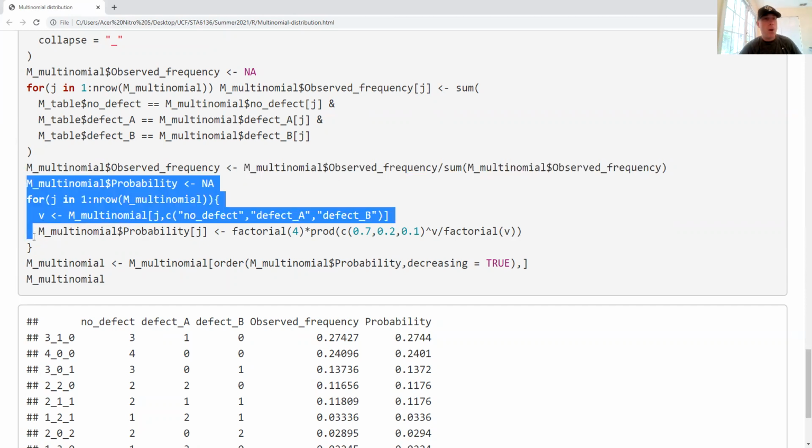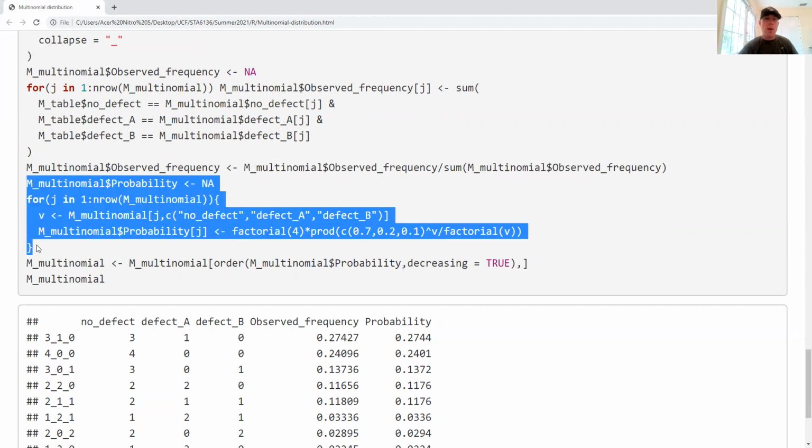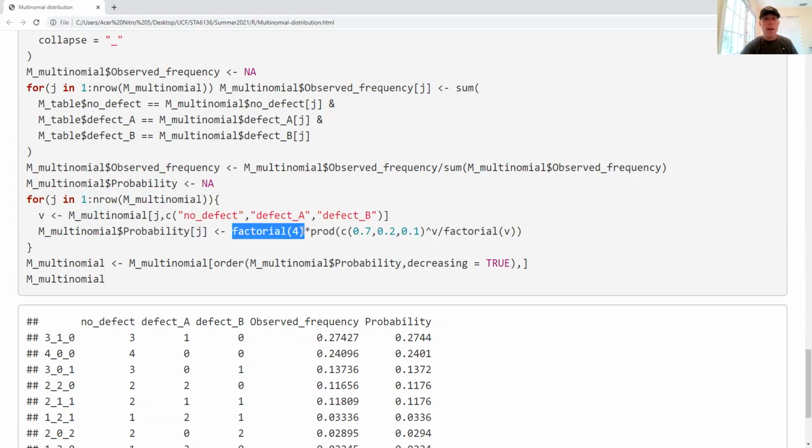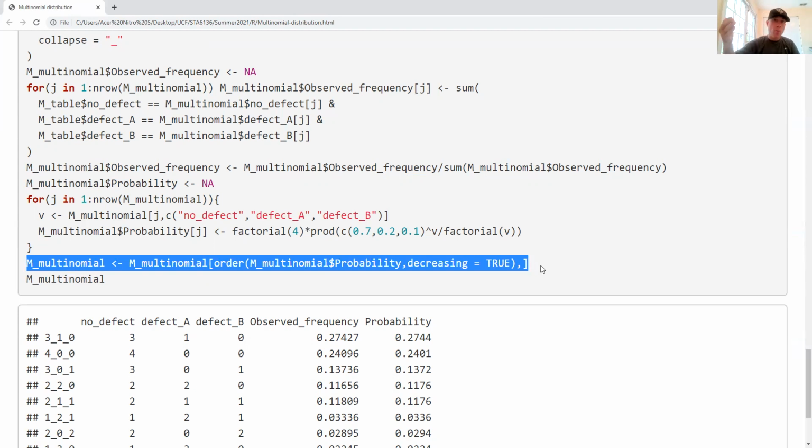Now here, on this part, I'm doing the computations of the theoretical probabilities. So here I've got the factorial of n. Here I've got each probability to the power of its count, and I'm dividing by the factorial of the counts. And then I'm doing multiplication. Okay. And now on this step, I sort the values, highest probability to lowest probability, just so that it's easier for me as a human being to interpret what's going on.